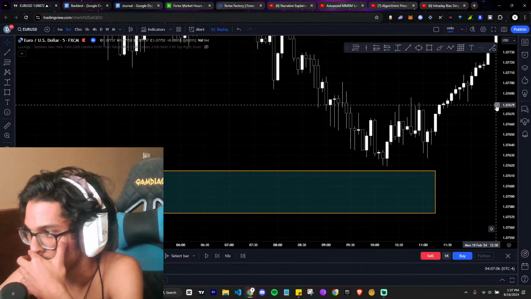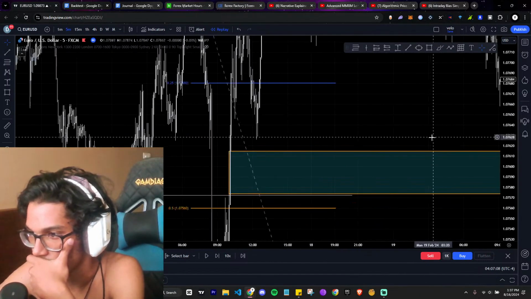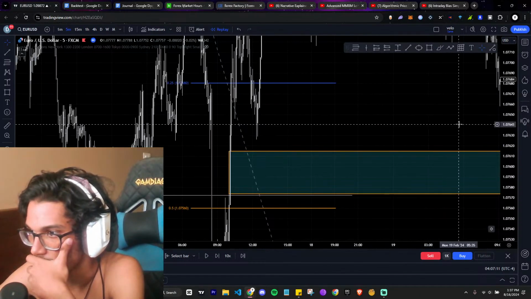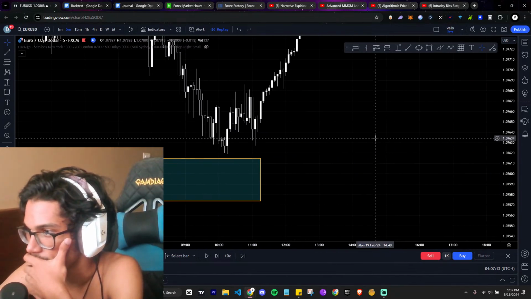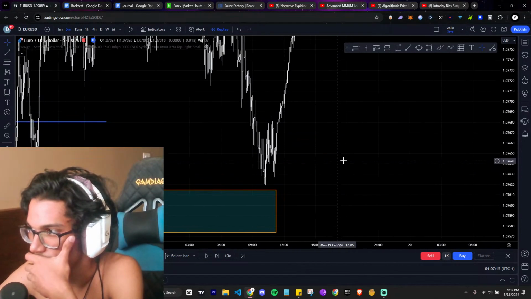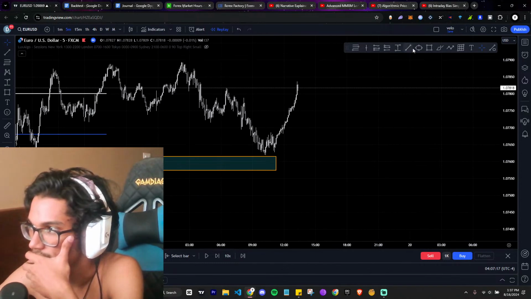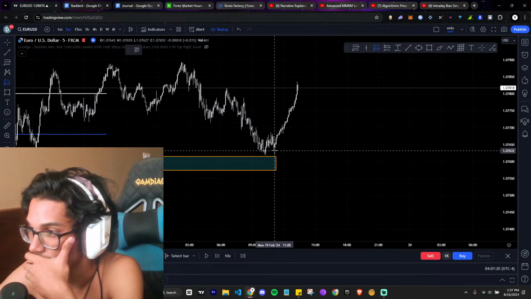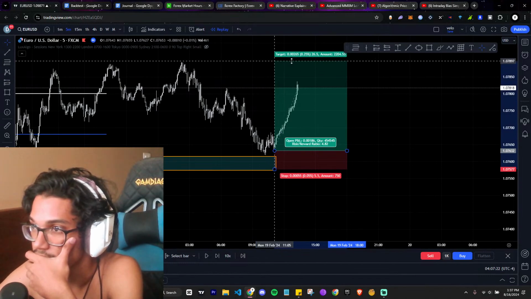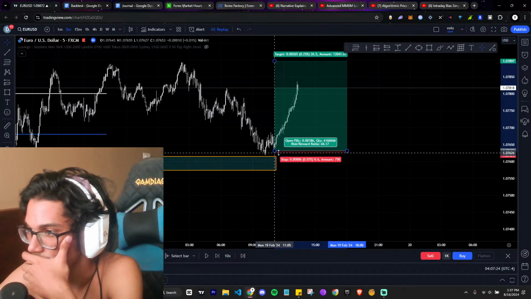But we didn't really tap into that area. Honestly, off this wick, no, I wouldn't. Yeah, honestly, if it displaces above this wick, I would have taken it, I think. I'm not really confident in the trade because it aligns perfectly with this wick. So I would take it.